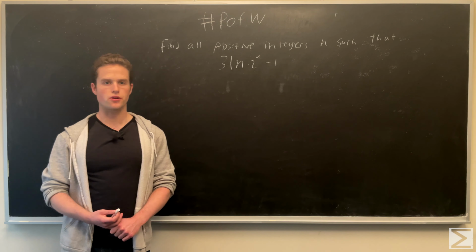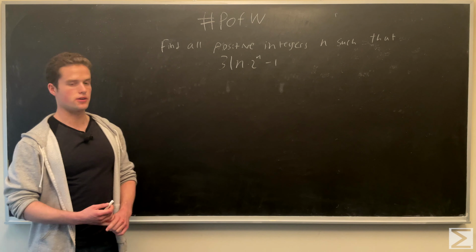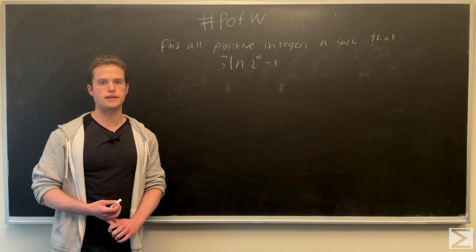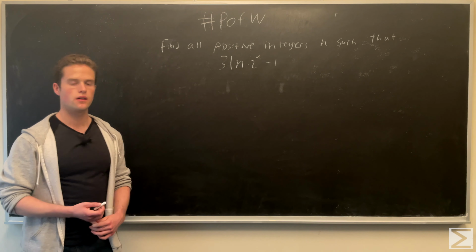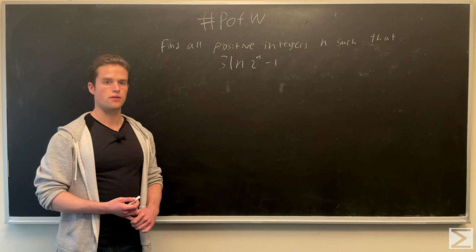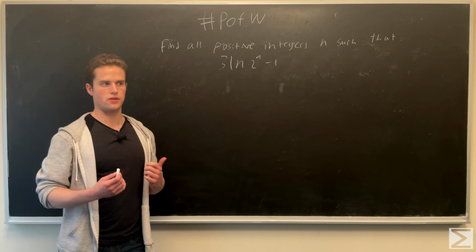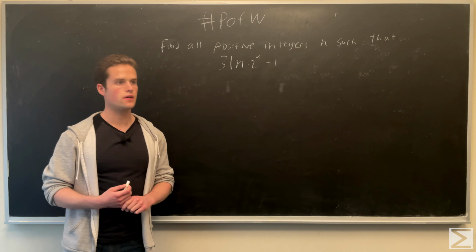For this week's problem, we're going to have a problem that has to do with modular arithmetic. So we want to find all positive integers n such that 3 divides n times 2 to the n minus 1. To do this, we're just going to work a bit with modular arithmetic. We're going to see how some things are equal to other things modulo 3.